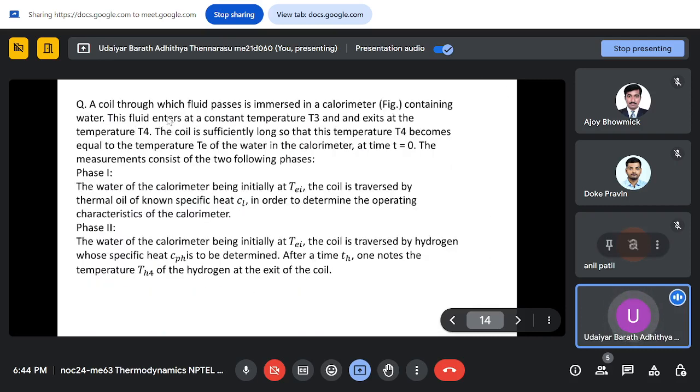They say the fluid enters at constant temperature T3 and exits at temperature T4. The coil is sufficiently long so that this temperature T4 becomes equal to the temperature TE of the water in the calorimeter. So you have T3, the temperature at which the fluid comes in. It will lose energy, and its temperature becomes equal to the temperature of the water.